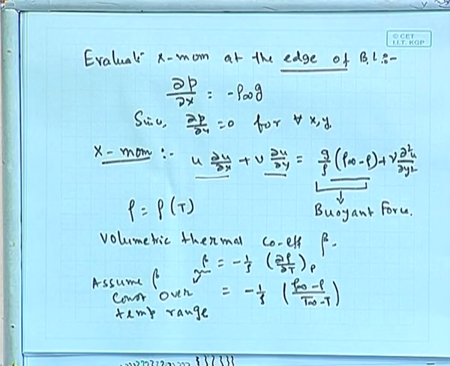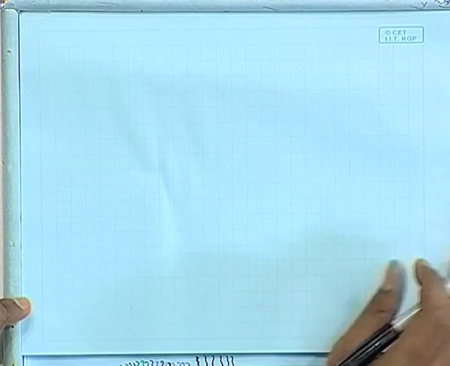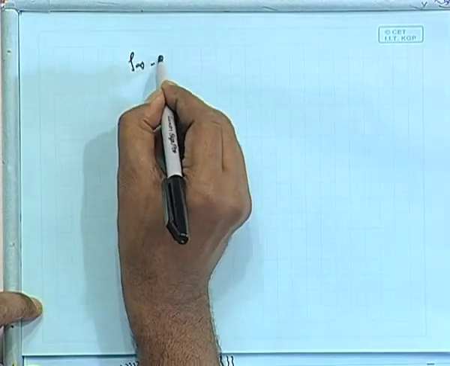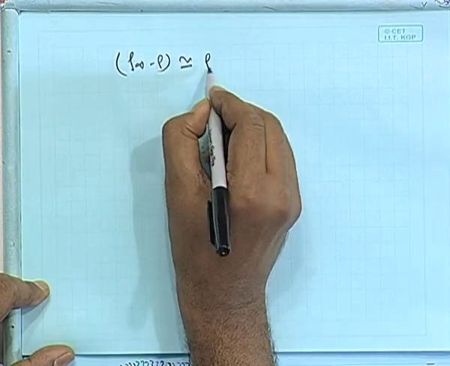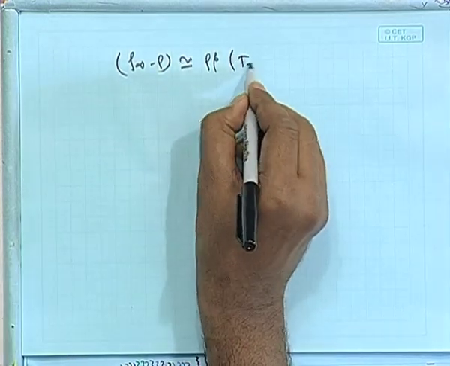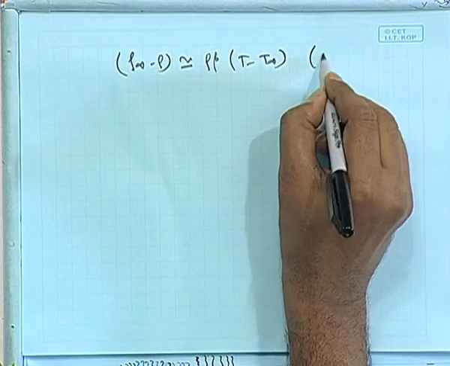Over this temperature range, you can replace rho infinity minus rho by beta times rho into T infinity minus T. So your x momentum equation takes this form: rho infinity minus rho can be approximated as rho beta times T minus T infinity. This is only an approximation. Again, you are having an approximation here.